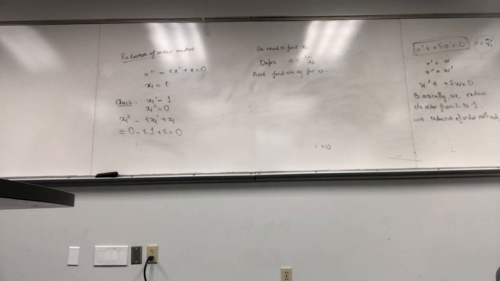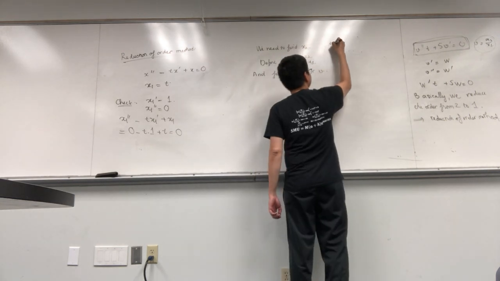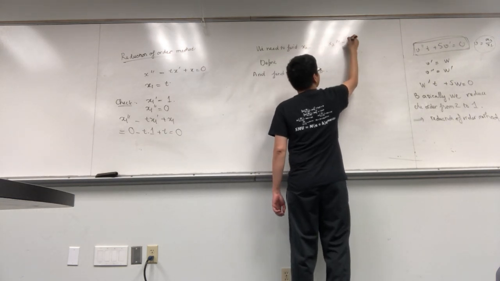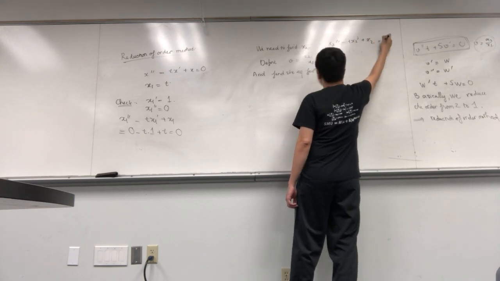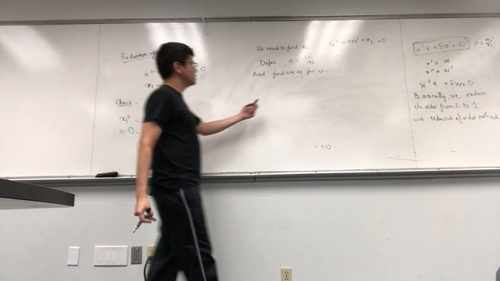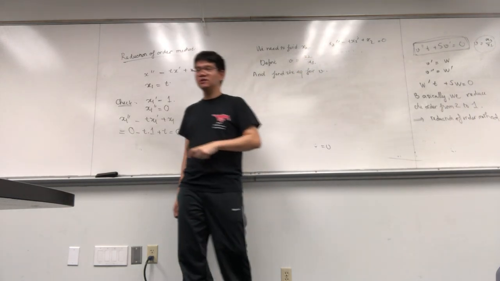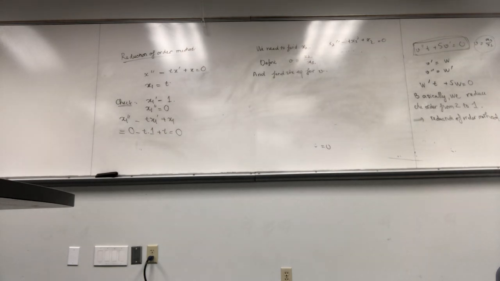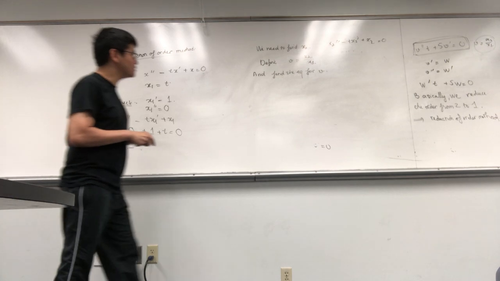I'm going to define v to be x2 over x1, because if I stick with the equation of x2, I don't know how to do it. The equation for x2 is the same as the equation for x1, and if I stick with it, I don't know how to solve it. What I do is consider the fraction x2 over x1, which gives me a new function, and I want to find the equation for v. The equation for v will still be second order with non-constant coefficient, but I can reduce the order. So let us try to find the equation for v.